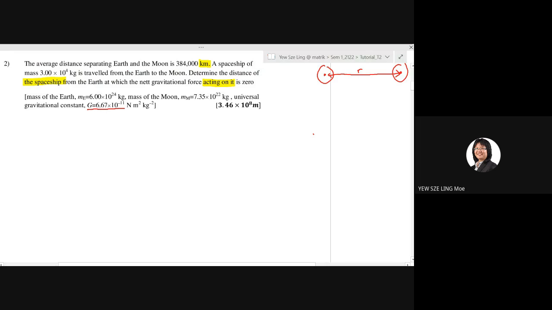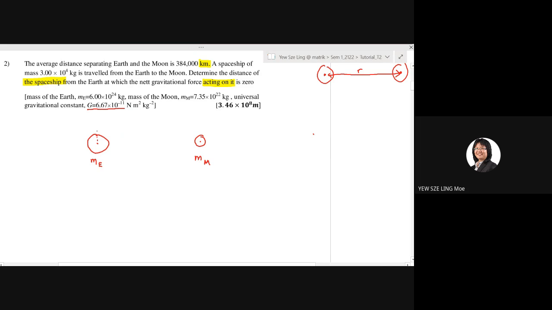So let's sketch a diagram. I would encourage you to sketch a diagram in chapter 7 as well. Why? Because the questions could be very tricky, especially when they involve more than 2 objects, for example like this question where you have 3 different objects. So now let's sketch the Earth. This is our Earth, with mass ME, and then this is the Moon, with mass MM. Now it gives you the distance. Usually when it says the distance, it means the distance from the center.